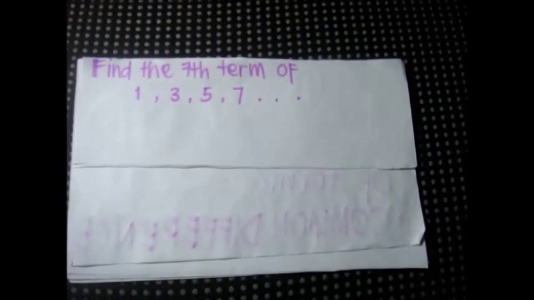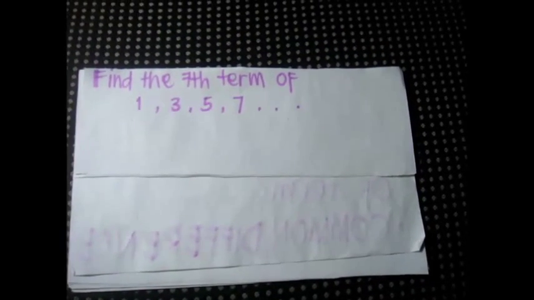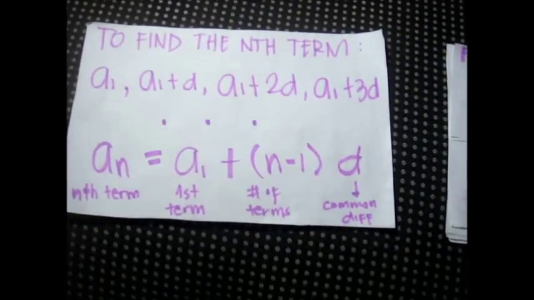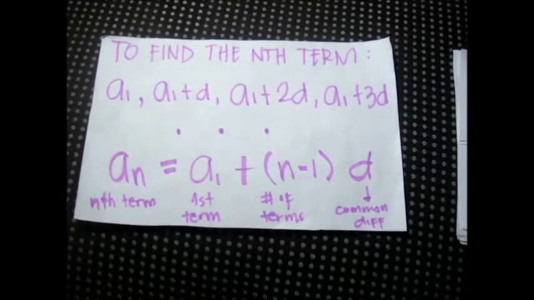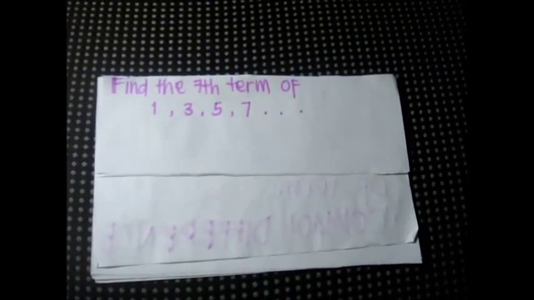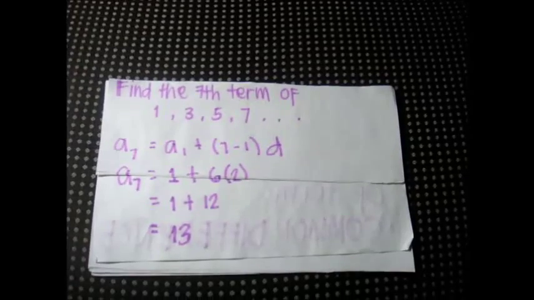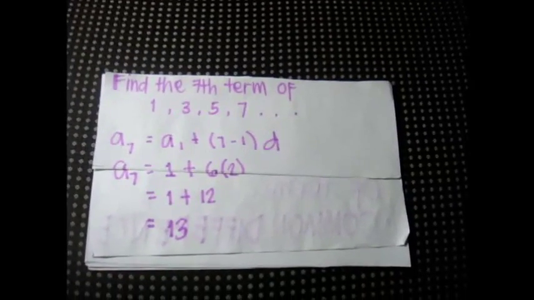Let's go back to this problem. Find the seventh term of 1, 3, 5, 7, and so on. By going back to the formula we got earlier, we got a sub n is equal to a sub 1 plus n minus 1 times d. Applying that to this problem, we will get a sub 7 equals a sub 1 plus 7 minus 1 times d.